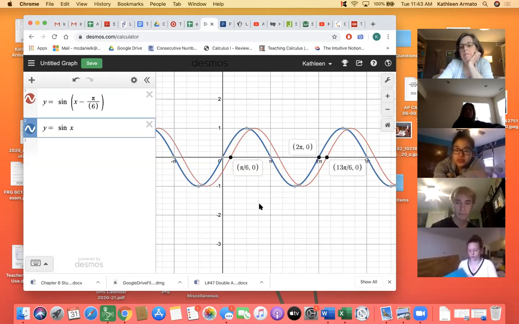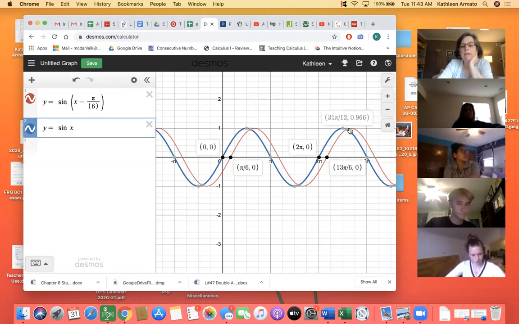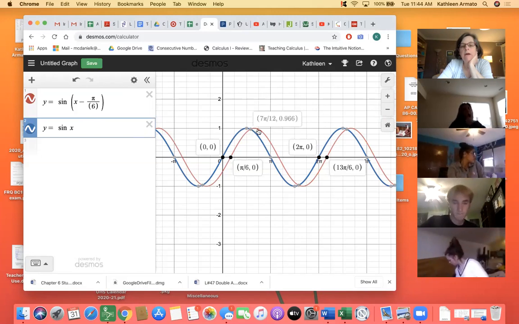Graham, can you hear me? I couldn't hear you. Repeat. So the blue is just the graph of sine x. The red is the graph of sine of x minus pi over 6. And I see that if I look at where it's starting, it looks like the cycle starts at pi over 6 and ends at 13/6 pi. So what happened to the blue graph to get the red graph?